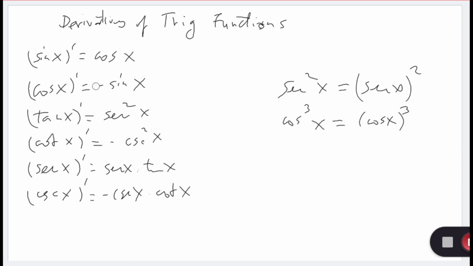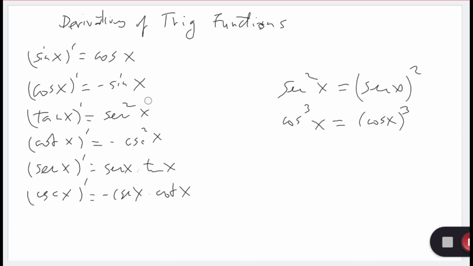One thing we notice is derivative of any trig that starts with the C, cosine, cotangent, cosecant, there's a negative sign in the result. This would help remembering those formulas better.